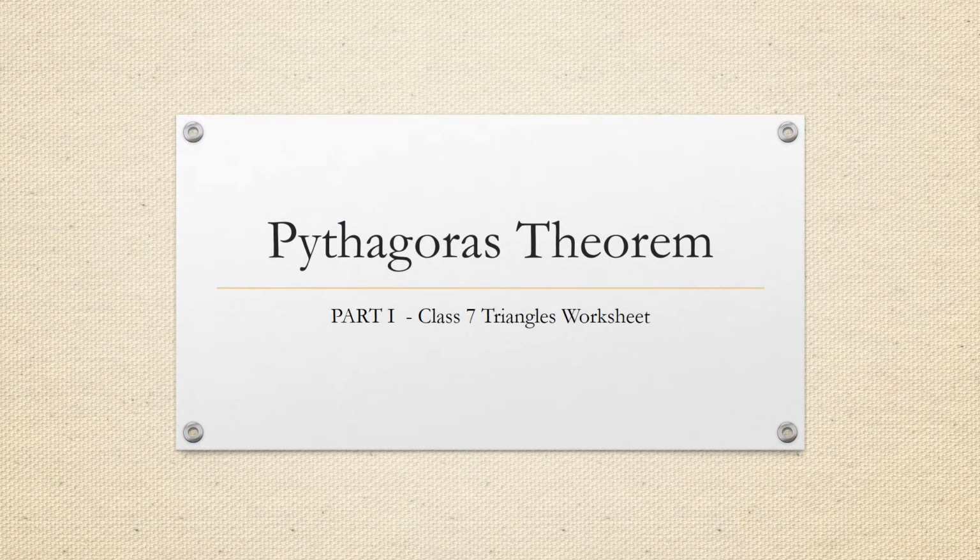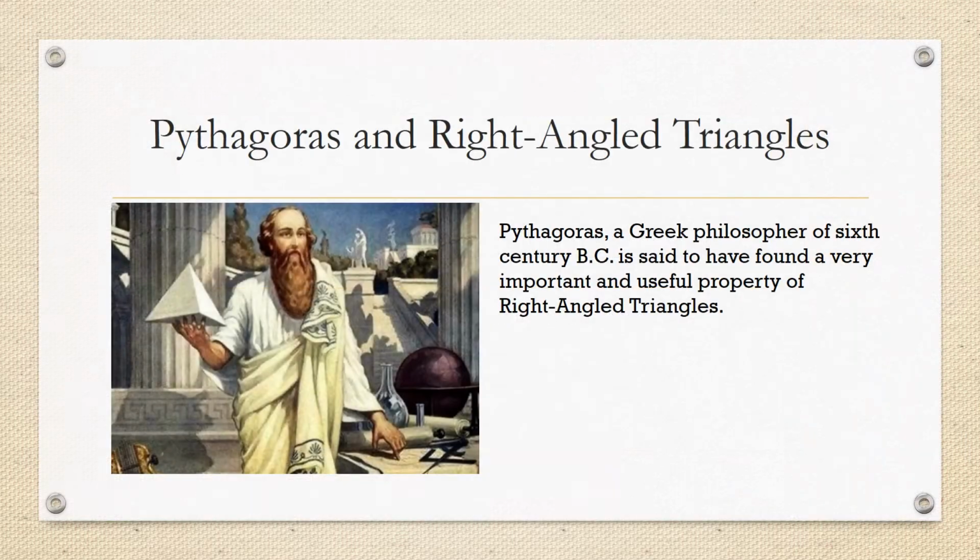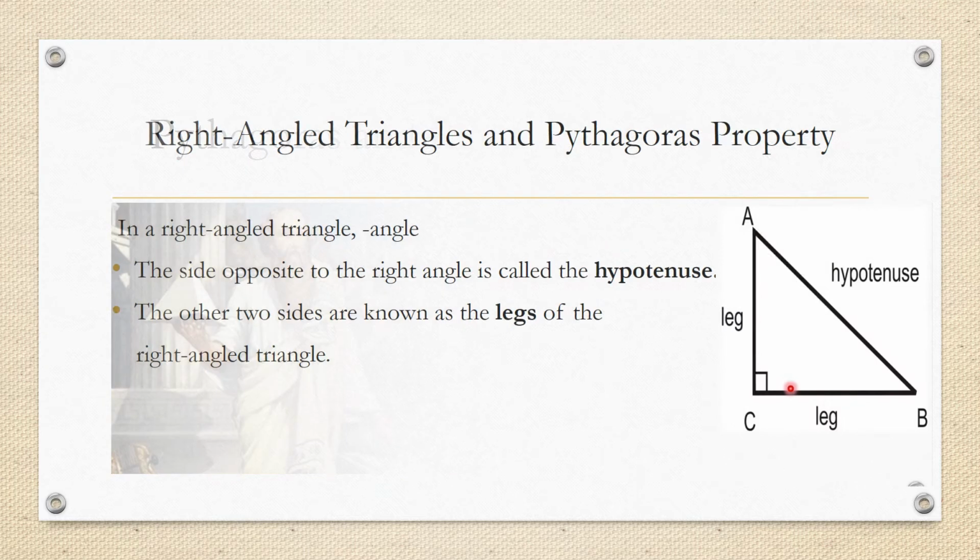This video explains what is Pythagoras theorem and the problems related to right angle triangles and Pythagoras theorem. What is Pythagoras theorem? A right angle triangle consists of two sides called the legs and one side called the hypotenuse. The longest side is the hypotenuse and it is opposite to the 90-degree right angle.